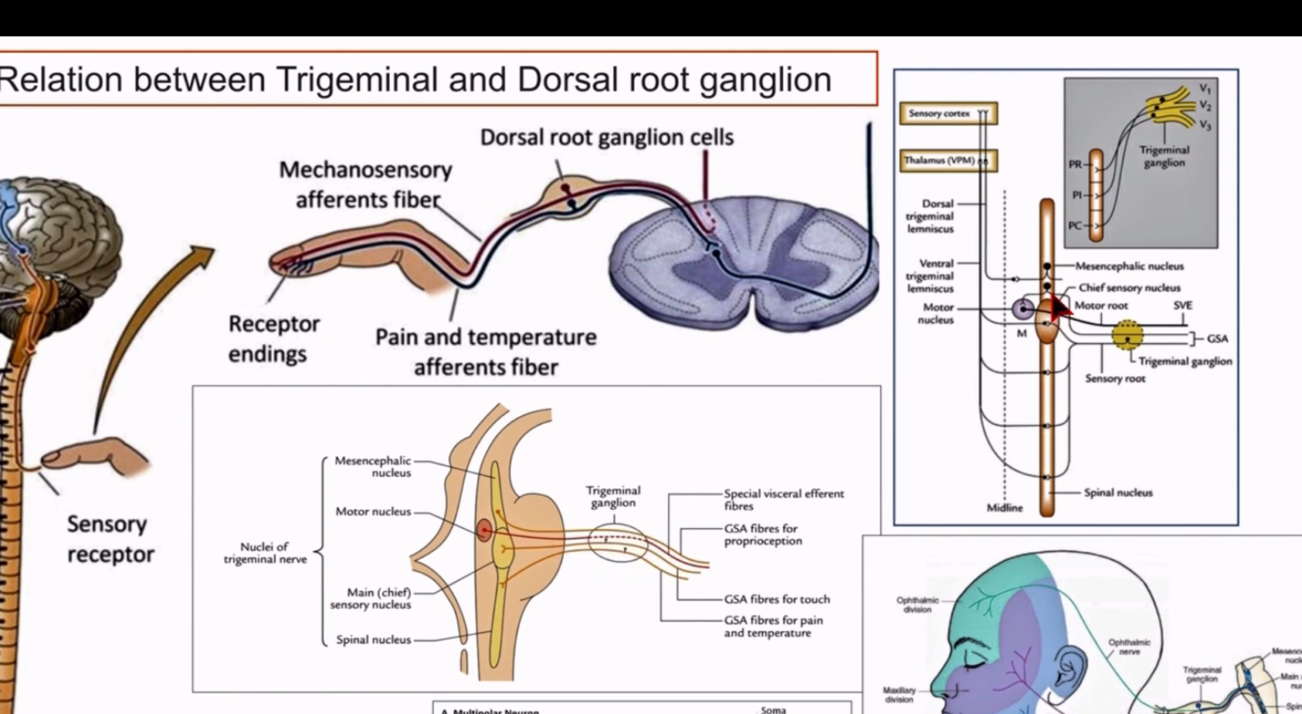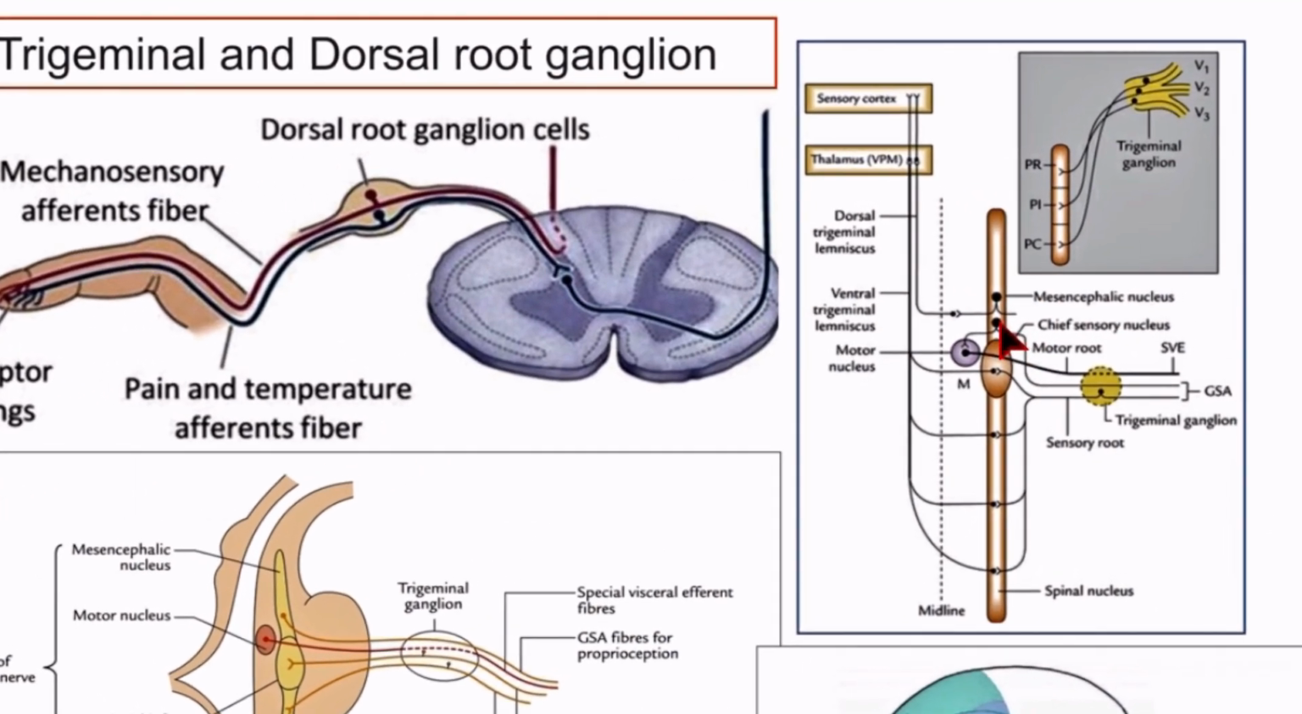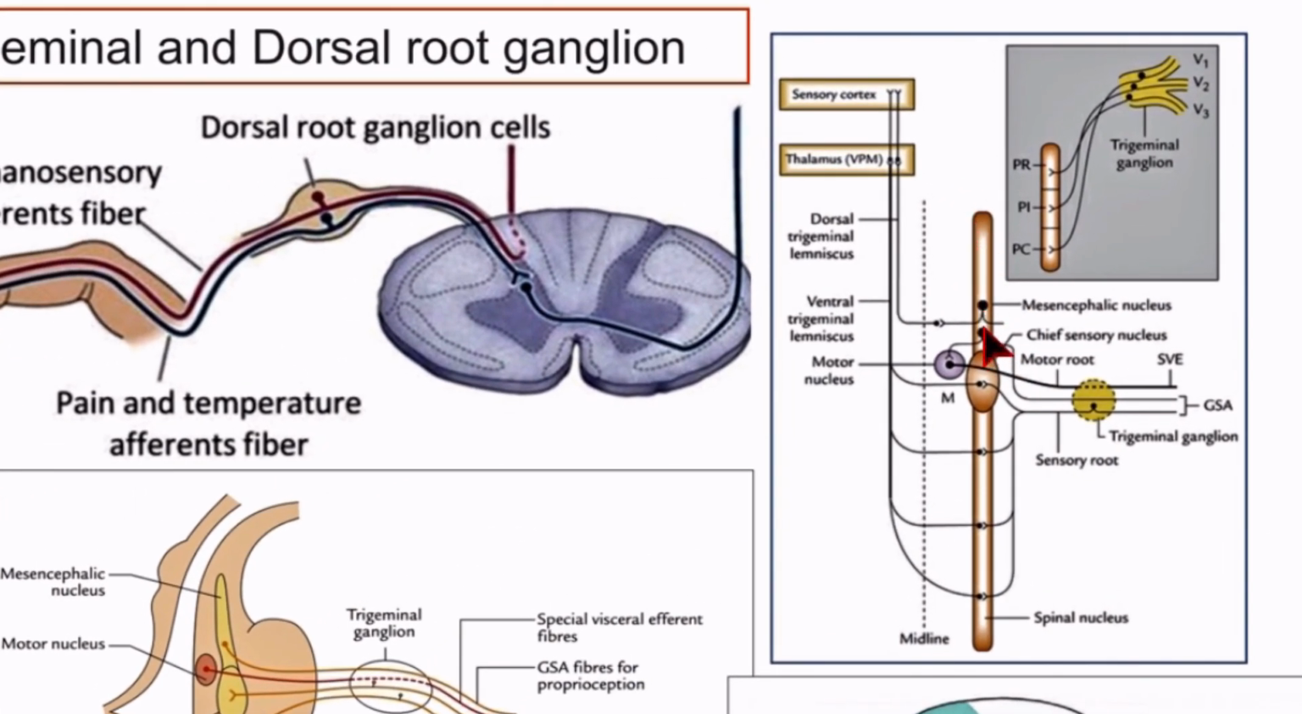The mesencephalic nucleus is residing in the brain, though it is a sensory nucleus. You can see here the central process is attached to the motor nucleus, and the peripheral process is attached to the muscles of mastication. So in that way it is protecting ourselves. So, the mesencephalic nucleus.